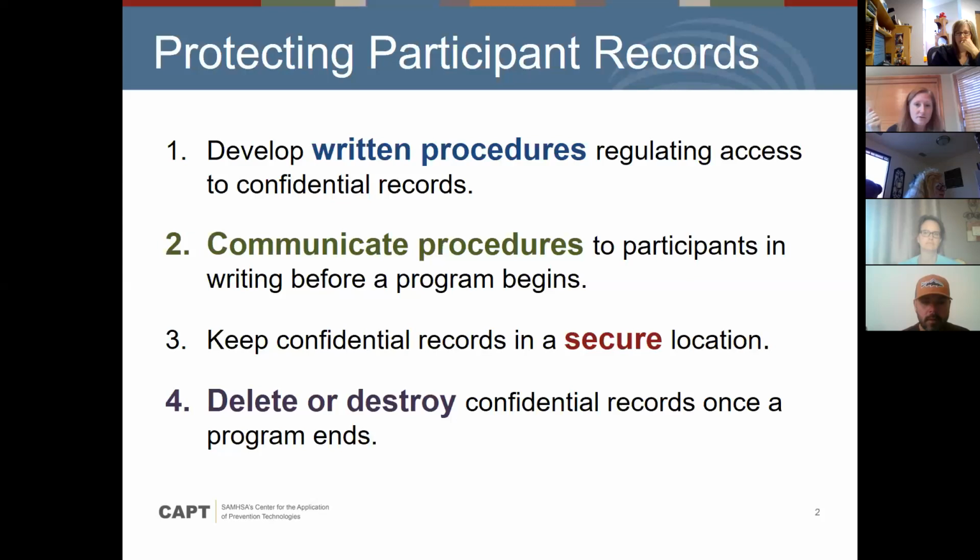And then delete or destroy confidential records once a program ends. So participant records must be deleted, or the records must be destroyed, if a program is discontinued or taken over by another agency, unless participants consent to a transfer. So making sure that we are shredding all those documents. Any questions about any of those?